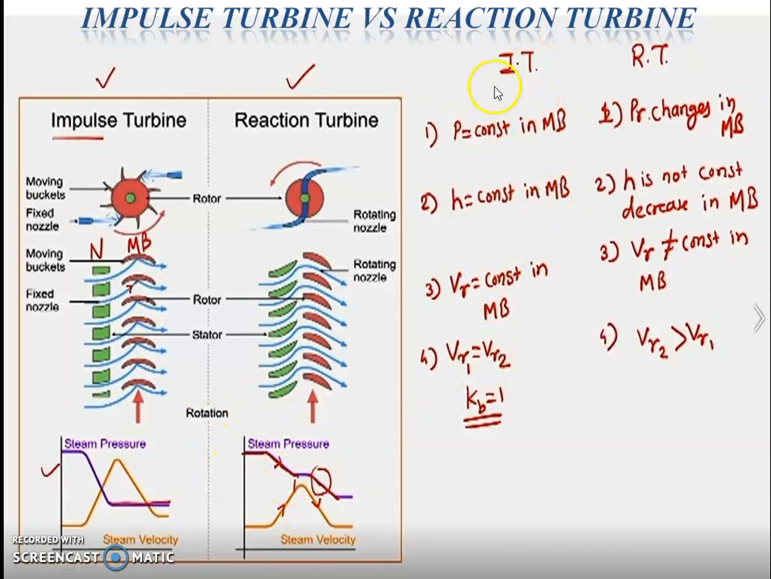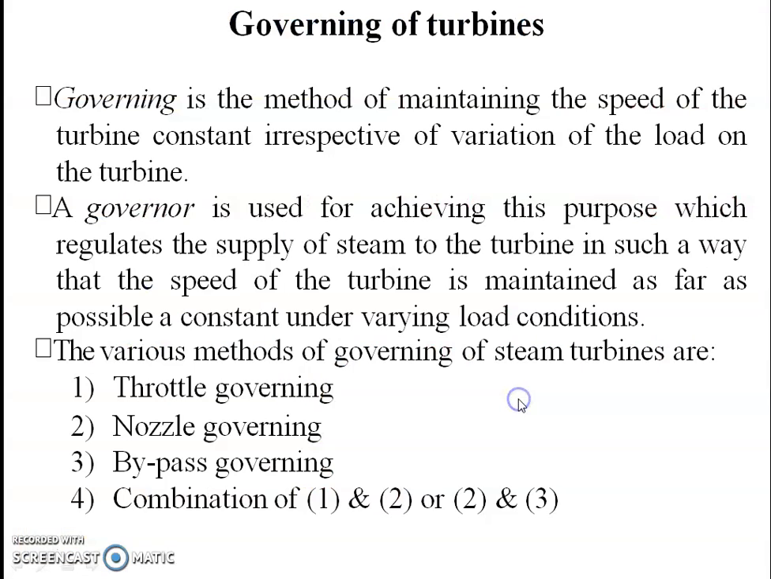In the impulse turbine, the relative velocity is constant in the moving blade, but in the reaction turbine the relative velocity is not constant in the moving blade. In the impulse turbine, the relative velocity inlet angle is equal to the outlet angle. But in the reaction turbine, the outlet relative velocity is greater than the inlet relative velocity.